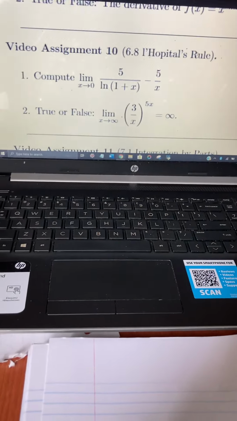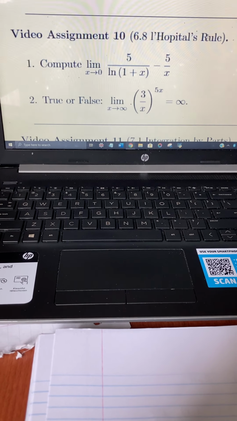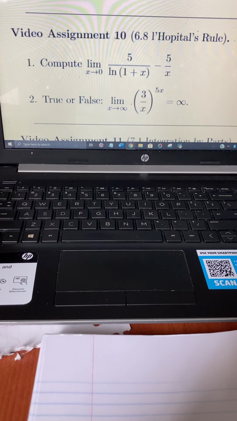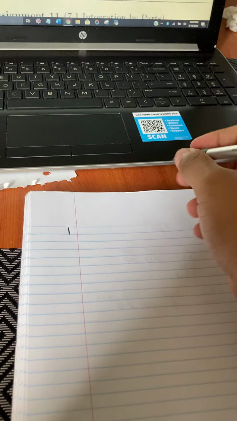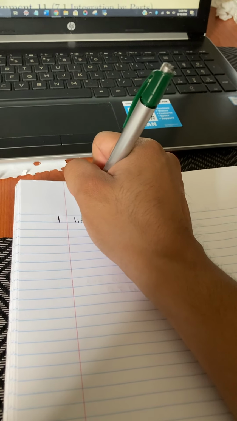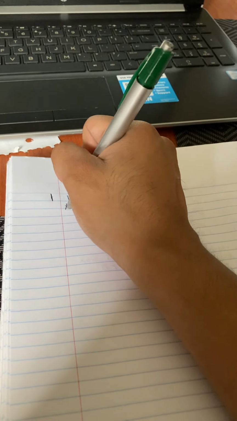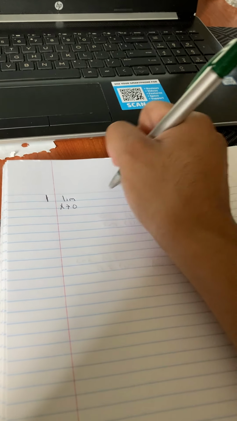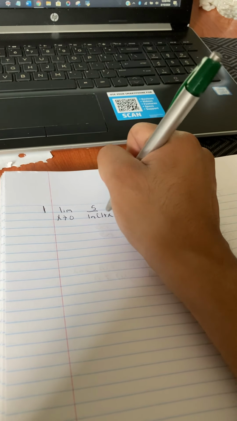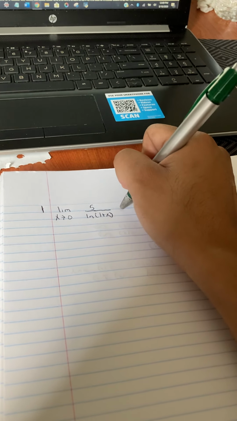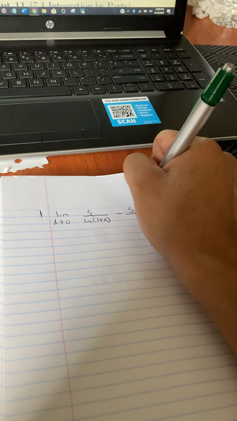So let's see, get this out. The first problem is to compute the limit as x goes to 0 of 5 over ln of 1 plus x minus 5 over x. So let's do it. Number 1. The limit as x goes to 0 of 5 over ln of 1 plus x minus 5 over x.